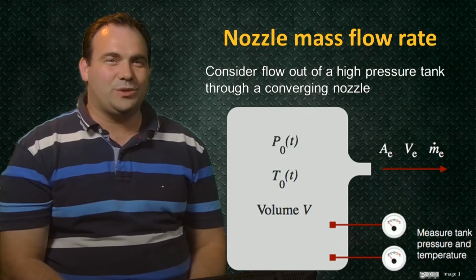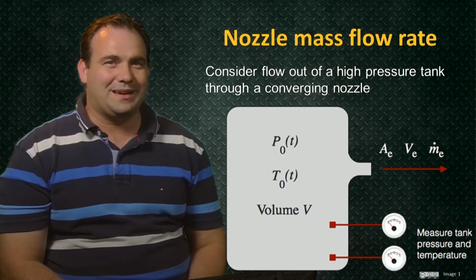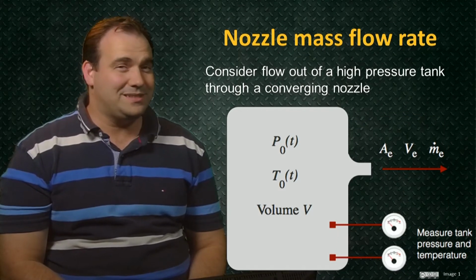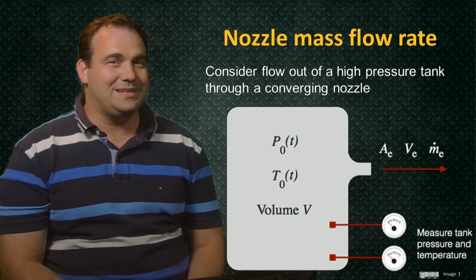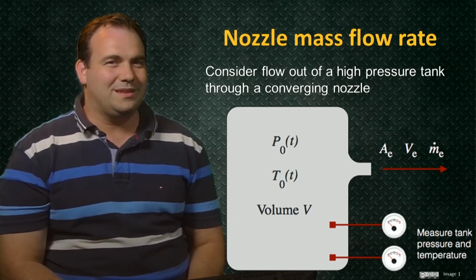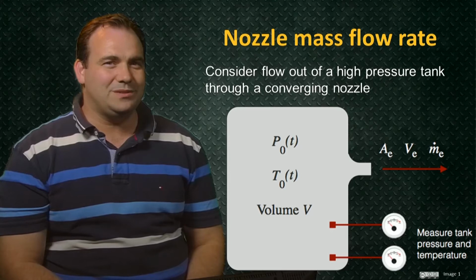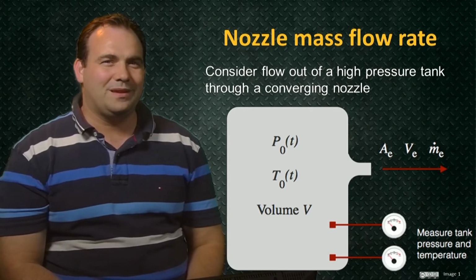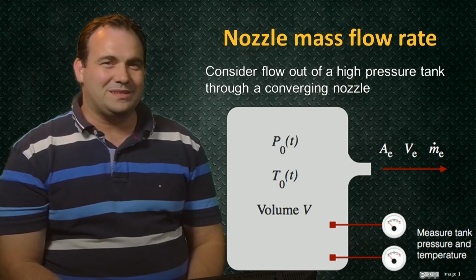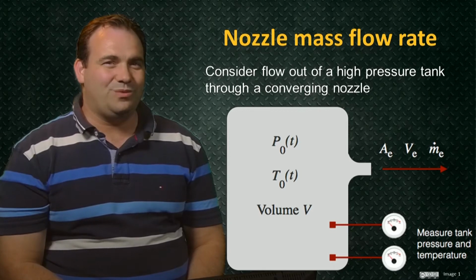Let's consider the situation where we have a high pressure tank containing gas with a stagnation temperature of T0 and a stagnation pressure of P0. This gas vents through a converging nozzle into ambient air. The exit area of the nozzle is AE and the exit velocity is VE.